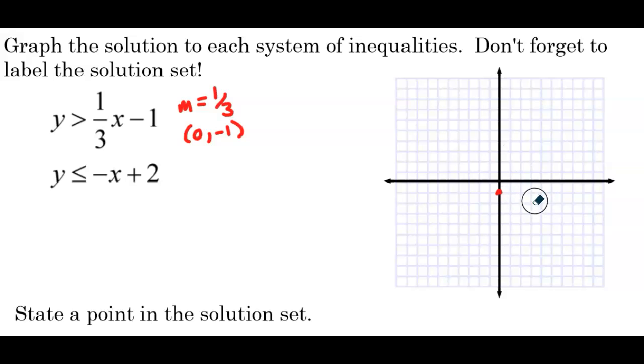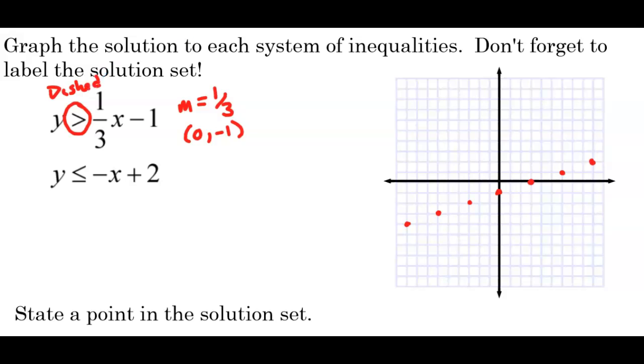That's the wrong way, that's -1/3. Positive 1/3 would be up 1 to the right 3, up 1 to the right 3, up 1 to the right 3, down 1 to the left 3, down 1 to the left 3, down 1 to the left 3. Now, how are we going to connect those points? We look at our inequality sign. It is greater than, so strict inequality. So we have a dashed line.